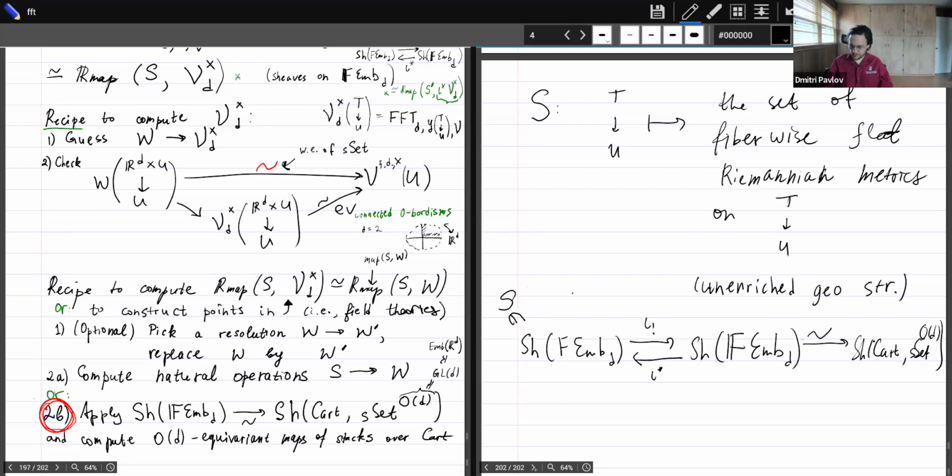So let me first notice, let me call this, I don't know, R. I guess I can call this R star, R for restriction. Let me first notice that the composition of R star, which is a Quillen equivalence, and iota shriek, this is a homotopy co-continuous functor.